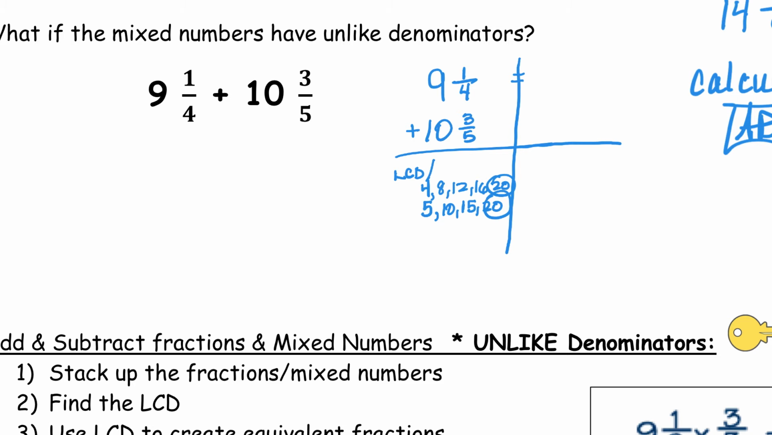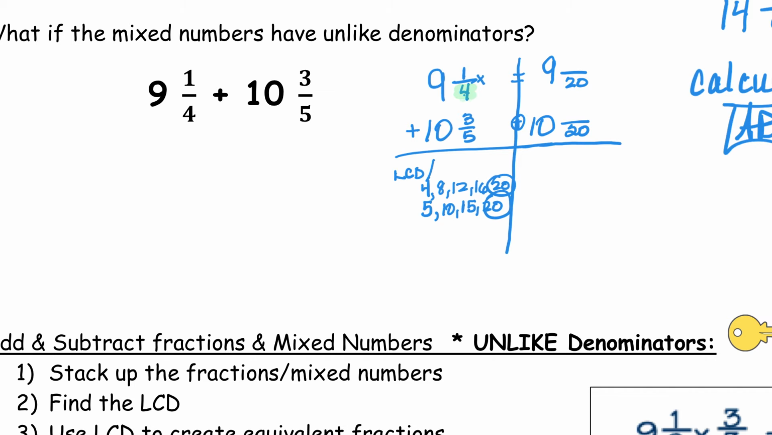So now what I want to do is rewrite it this way. So now I'm going to write my new denominator of 20. And then I have here, and it's plus, I'm adding. I'm going to make this 20. And then I'm going to proceed as I would with regular fractions, but don't forget to bring over your whole numbers.